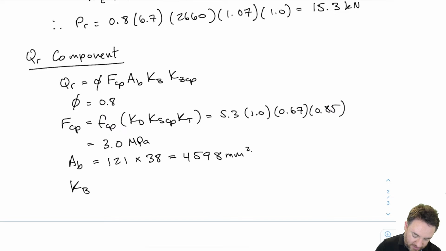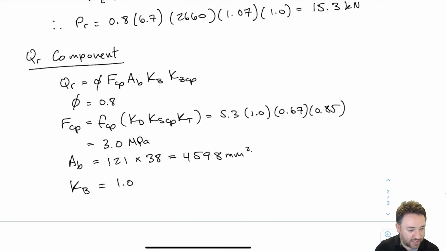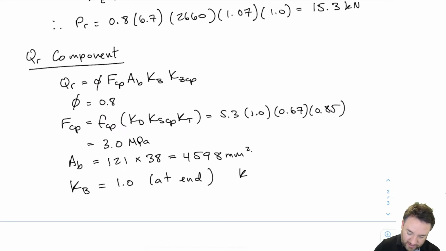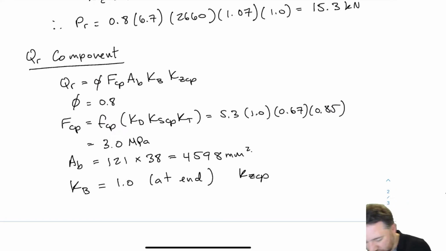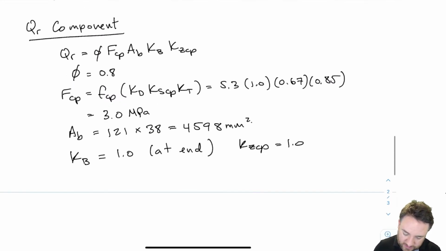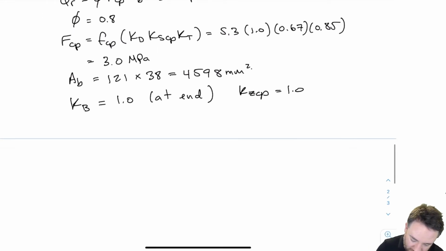And my KB factor for this equation is 1.0. Why? Because this load is being applied at the end of the member. So there cannot be any of the kind of trampoline effect factors that we have seen before. And the KZCP, the joist, is aligned vertically at the location that we are bearing. So we're not applying it on the flat. So KZCP is definitely going to be 1.0. Okay, so now we can calculate our QR.